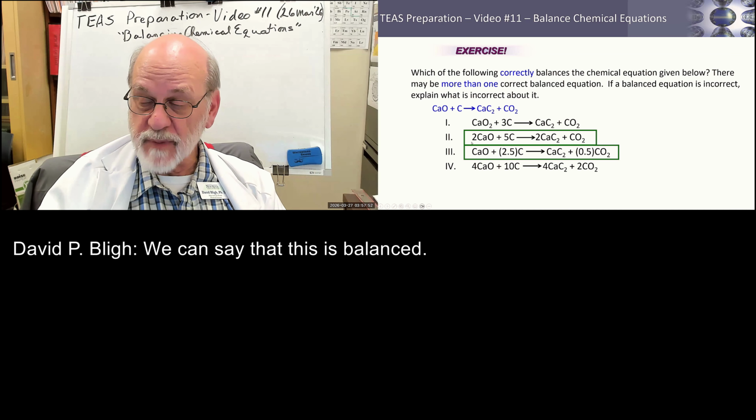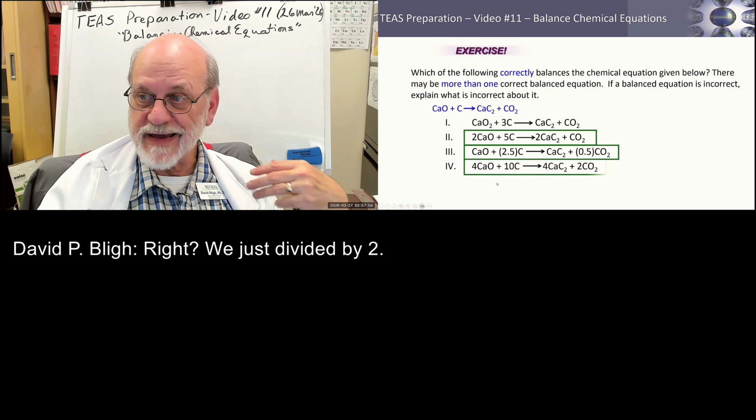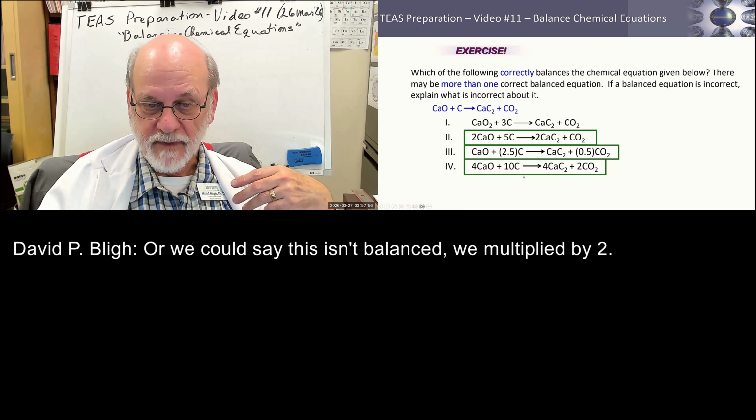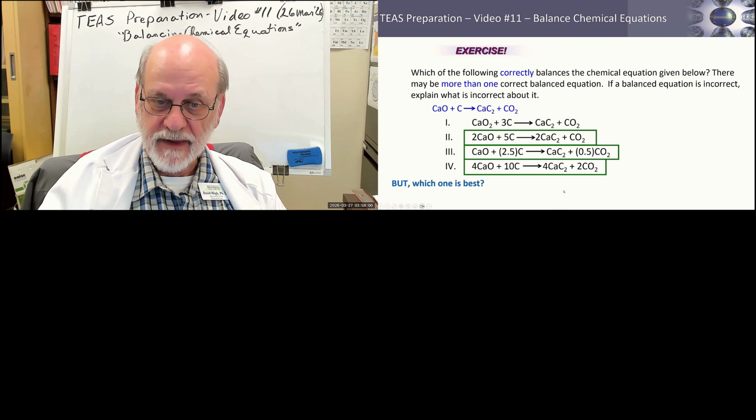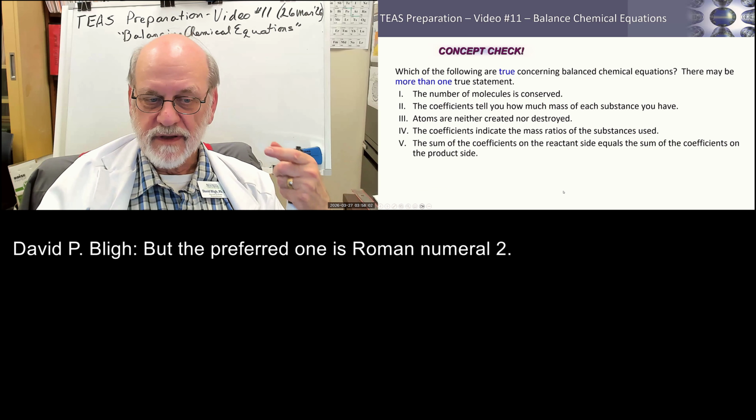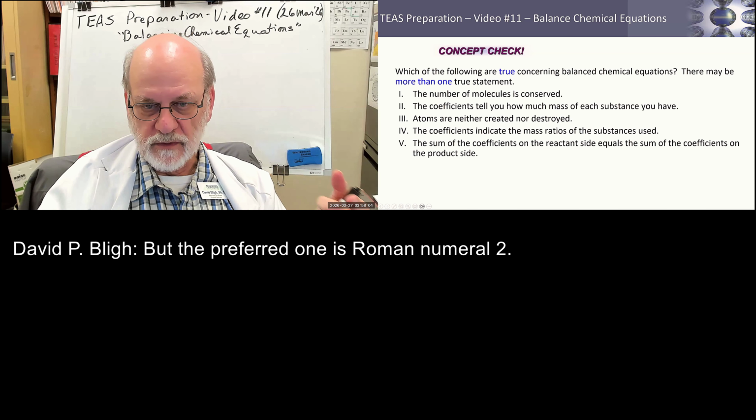We can say that this is balanced, right? We just divided by 2. Or we could say this isn't balanced, we multiplied by 2. But the preferred one is Roman numeral 2.